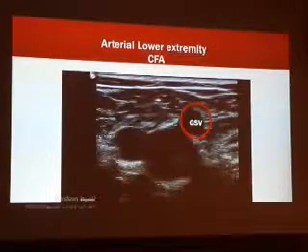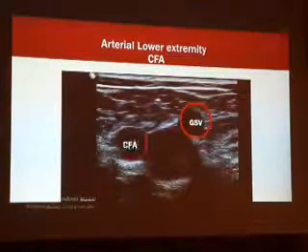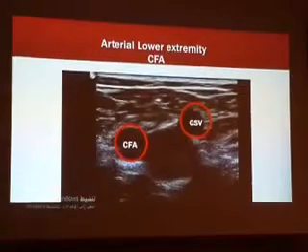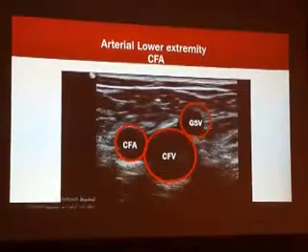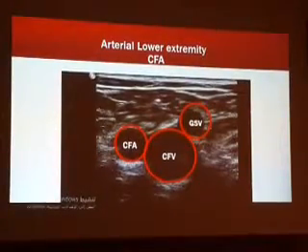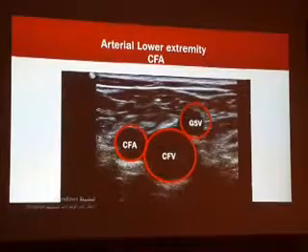Mickey Mouse appearance is represented by what? The ears are the greater saphenous vein and the common femoral artery, and the large one, the head, is the common femoral vein. You will see these three vessels, but you are interested in what? The common femoral artery.